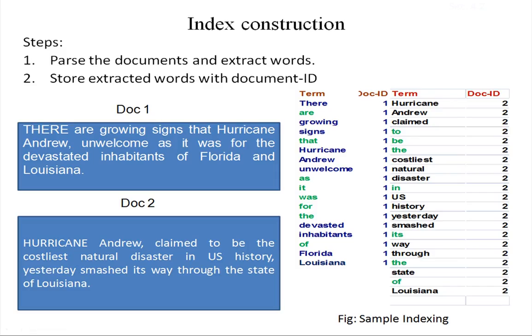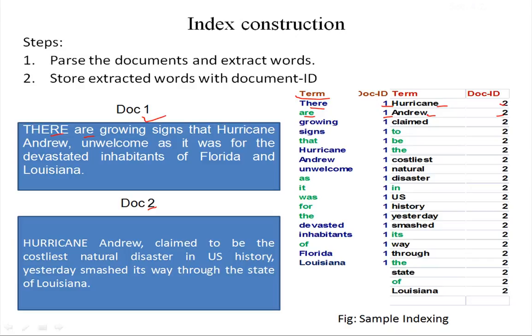For index construction, the starting step may be to parse the document and extract words. For example, this is document 1. So first we will extract all terms like where, are, and assign a document ID with them. Similarly, for document 2, we will repeat the same action and assign the document ID. This is the simplest part.